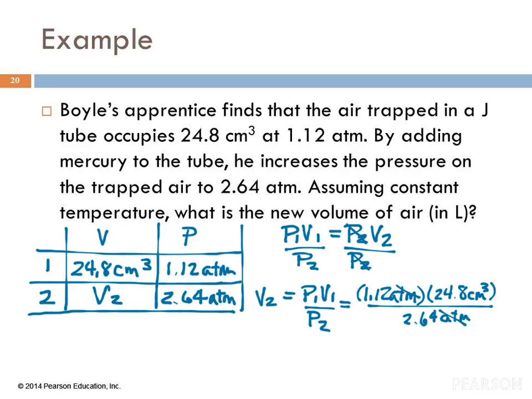So we got 1.12 times 24.8 divided by 2.64, and we get 10.5. So we get volume 2 equals 10.5 cubic centimeters. Okay? Is that the answer? No. No, it asks for it in liters. We need to convert.